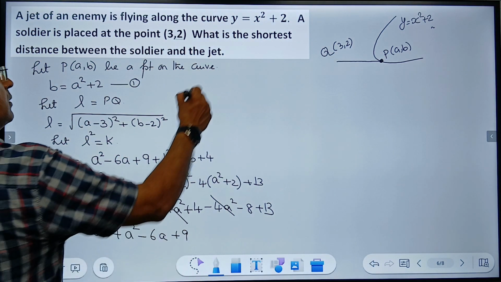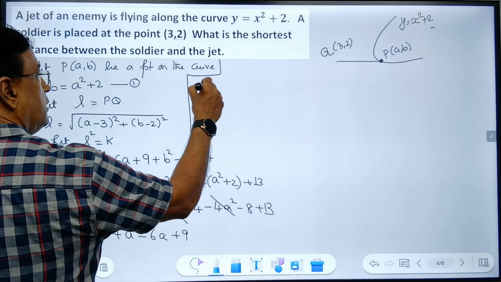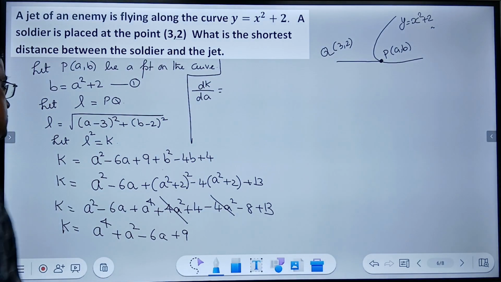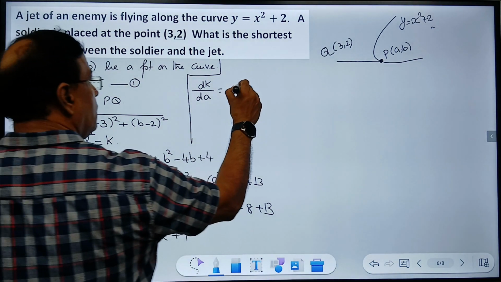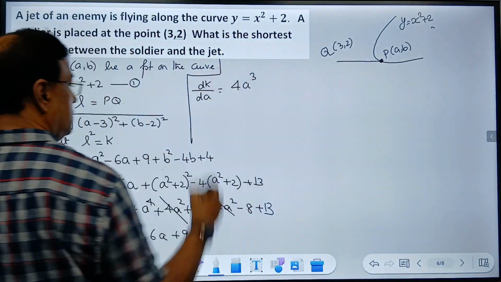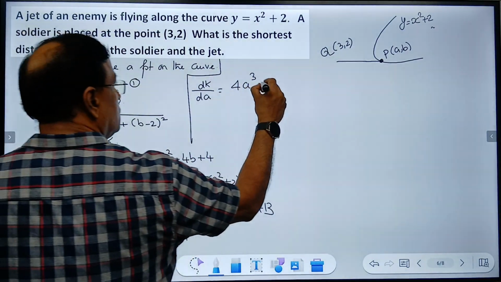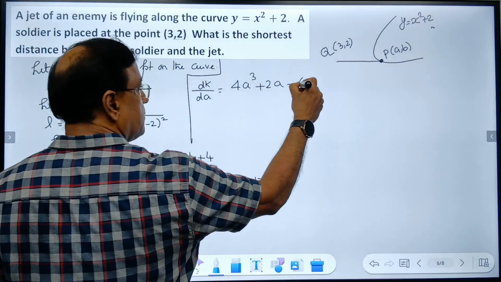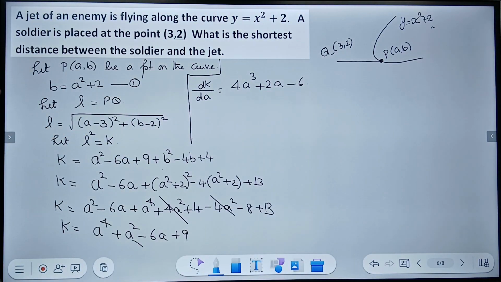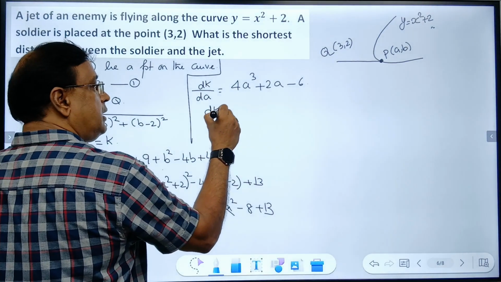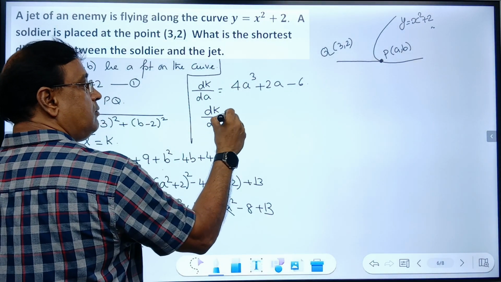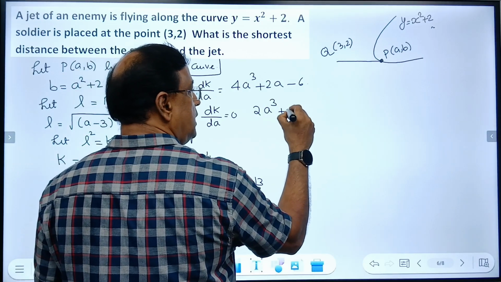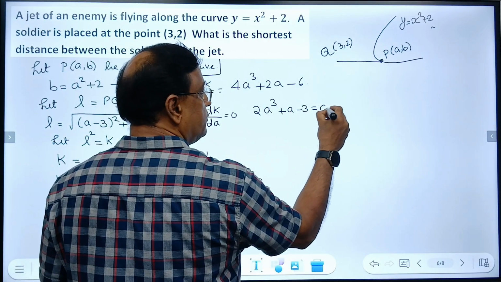Now differentiate. dk by da, how do I differentiate? This will be 4a cube plus 2a minus 6. Okay. Now equate it to 0. dk by da equal to 0. So it becomes 2a cube plus a minus 3 equal to 0. I cancel the 2.